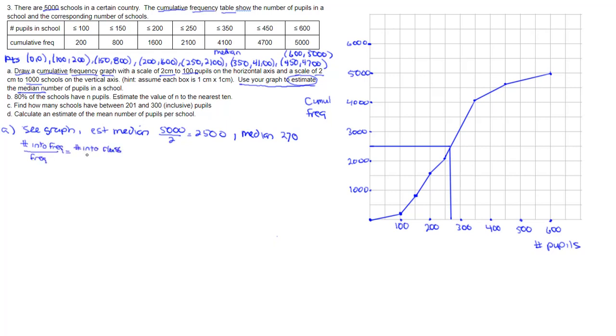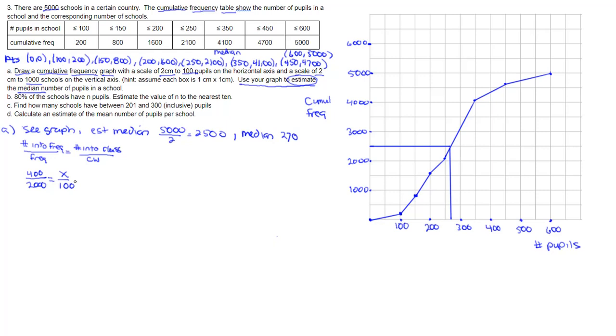What I want to show you is how to do it algebraically. We're going to compare the number into the frequency over the frequency to the number into the class over the class width. So let's look at this. You see the class where we go from 200 to 250. We've used up 2,100. So that means the next class is going to go to 4,100, and 4,100 minus 2,100 is 2,000. So we've gone 400 into the 2,000.